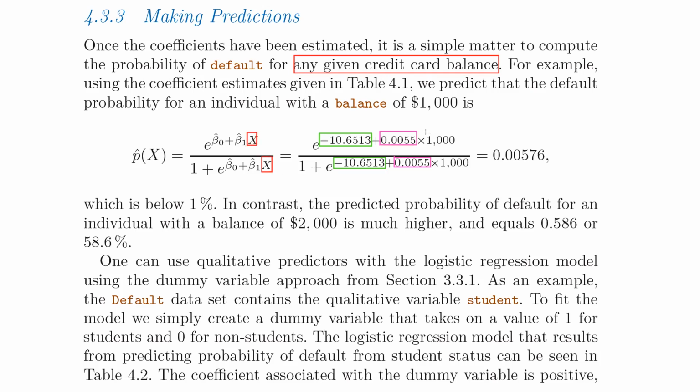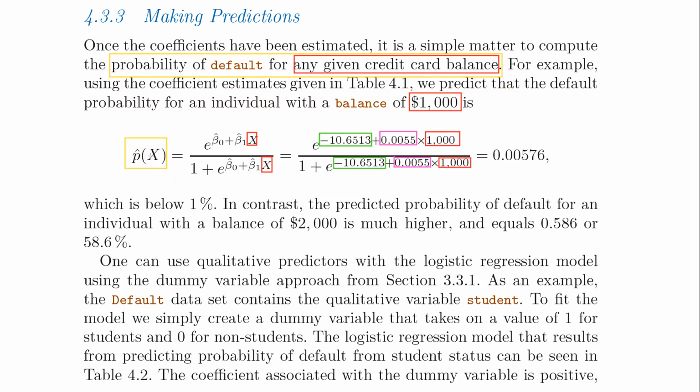So we're taking, for example, $1,000, and we're going to calculate the probability of default. So this means the probability of default given balance. Maybe all of this should be in yellow, right? What is it? And see the hat. Of course, this is just an estimate.